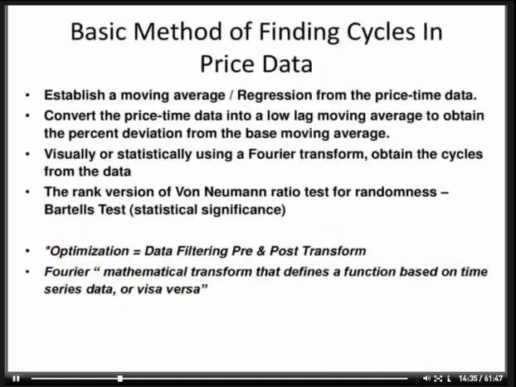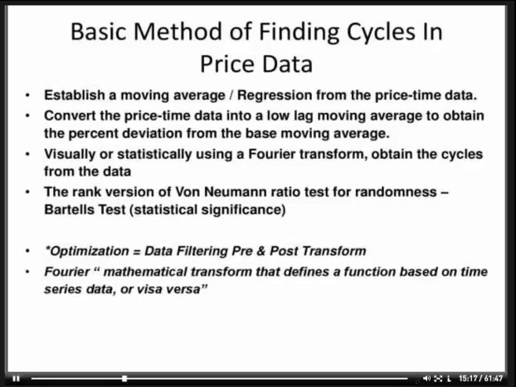So let's talk about one basic method to finding cycles in the price data. There are many different ways, but I tried to break it down into the simplest terms so everybody can understand a good way to find cycles in price data. Rather than counting them visually on a chart, which I think is a little bit too subjective, what I've arrived at in my own analysis is using a computer algorithm. What it basically does is establish a moving average of the data or regression from the price-time data. So it looks for the trend or the median line.